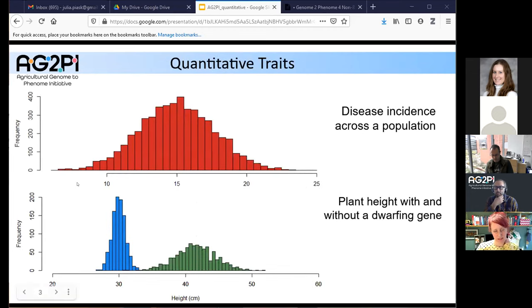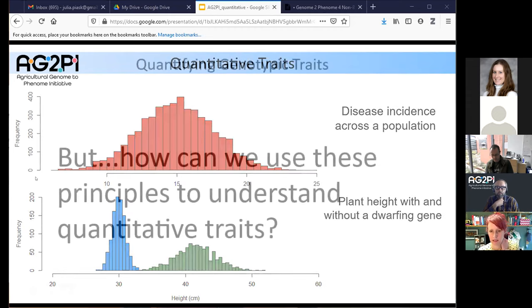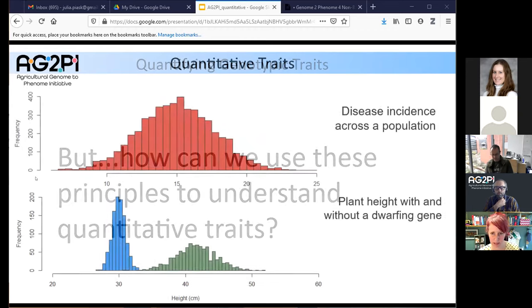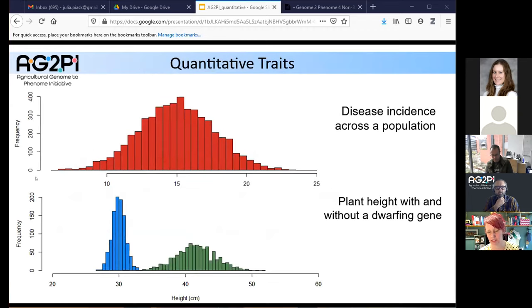So the answer is, yes, of course. We can use these principles of genetic inheritance to understand how quantitative traits are inherited and passed and controlled by the alleles in individuals' genome.